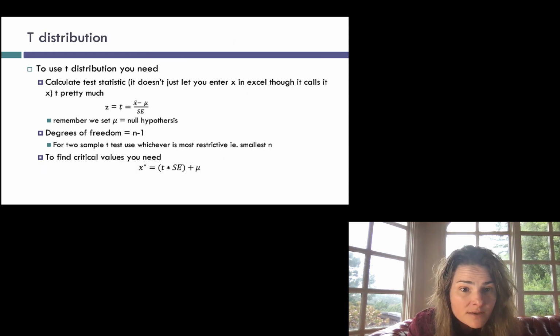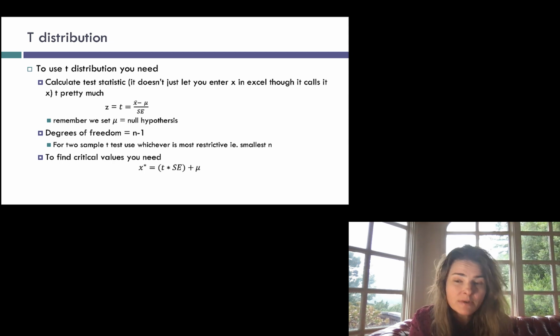If you wanted to use a t-statistic instead, you would need to calculate the t-statistic instead of that z-statistic that we've been calculating. And you do it in much the same way. You can set the null hypothesis, and you go ahead and test for how far away that t-statistic is from your null hypothesis.